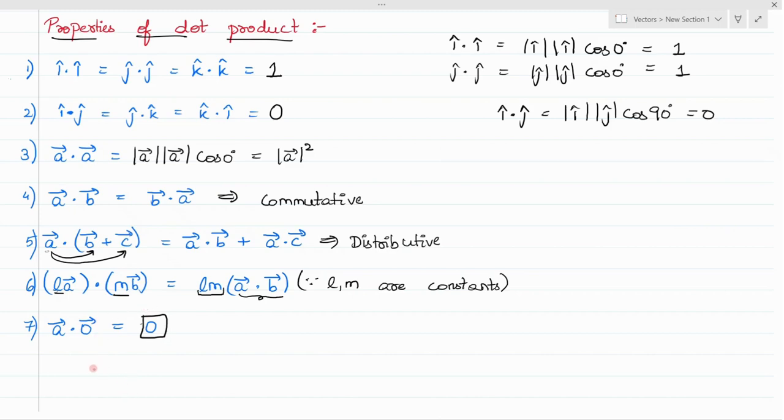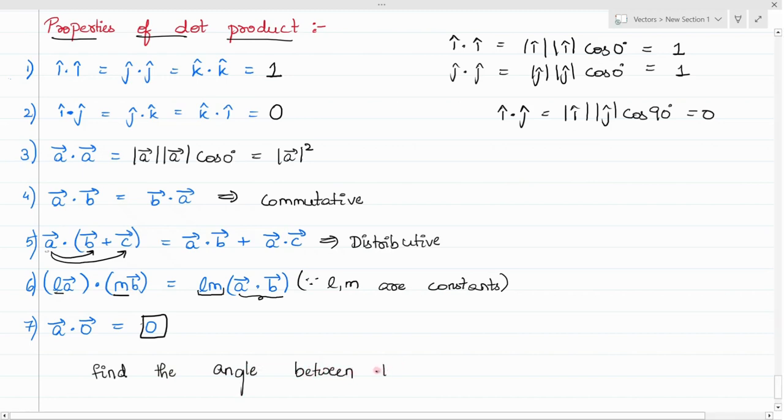Why is this dot product so important? This is important because it helps to find the angle between two vectors.